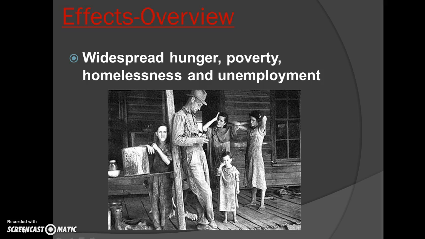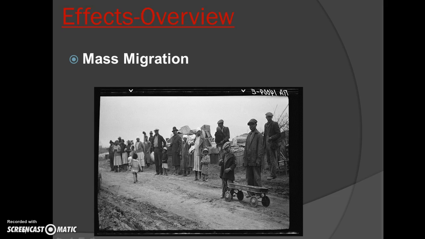So we see widespread hunger, poverty, and homelessness and unemployment as a result of this. Many people not knowing where their next piece of bread was coming from, how they could provide for their families. We would also see a mass migration of people moving from the Midwest towards California. Not only did we have the economic hardships, we kind of just had bad luck.